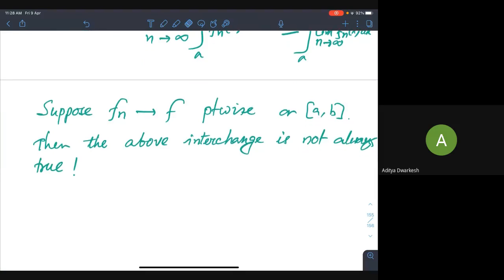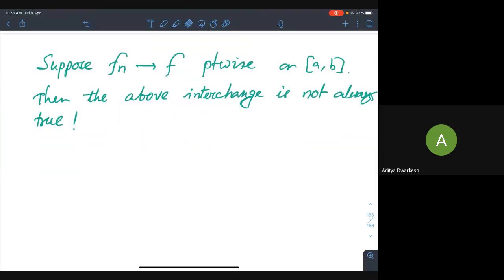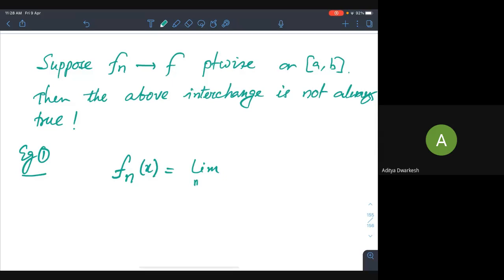So one is actually our known example. Example one. Remember we have defined this function: Fn(x) is the limit as m tends to infinity of (cos(n! π x))^(2m), x belongs to [0, 1]. Do you remember that function?